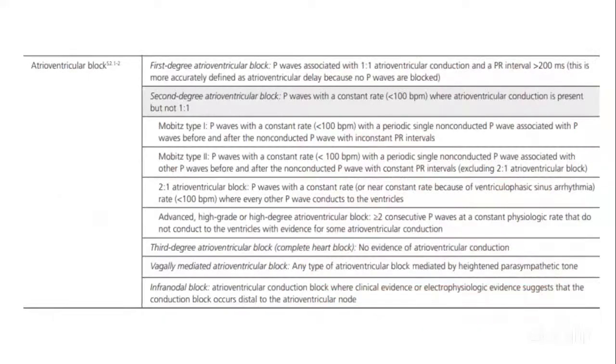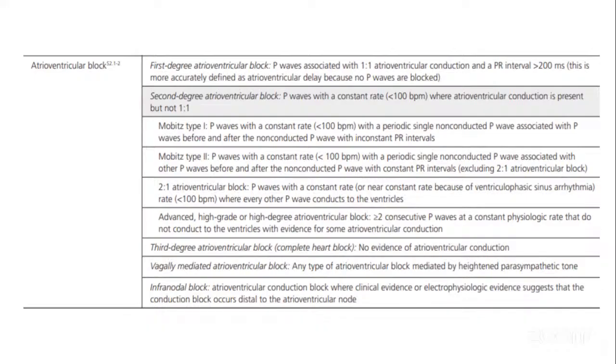Then, if the problem has to do with AV block, where you have a sort of block at the AV node that prevents the movement of the impulse from the atrium down to the ventricle, then you face different types of atrioventricular block, from the first degree to the second degree and to the third degree.